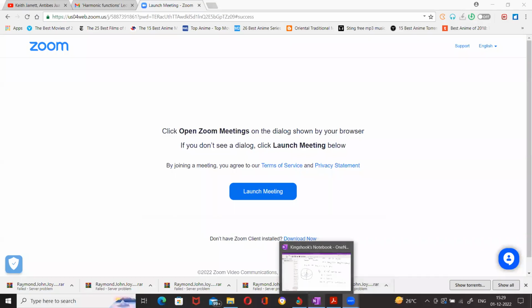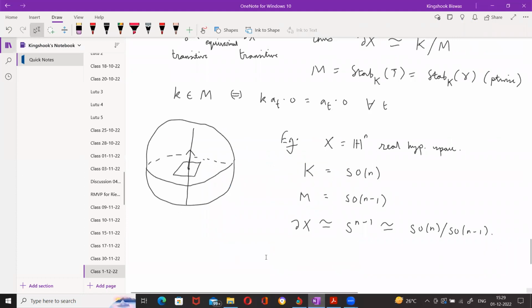Okay, so any more questions about these boundaries and symmetric spaces and so on? Just one thing I should say, which Rudra was also hinting at, is that this M is also the centralizer of A_T. This is if and only if K A_T equals A_T K.